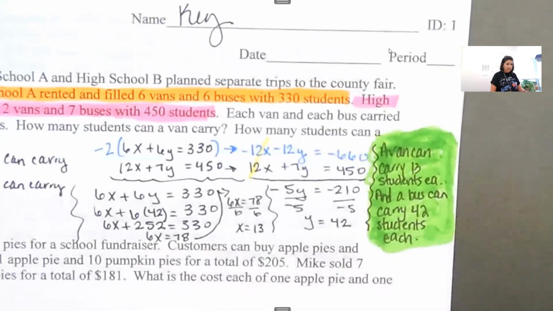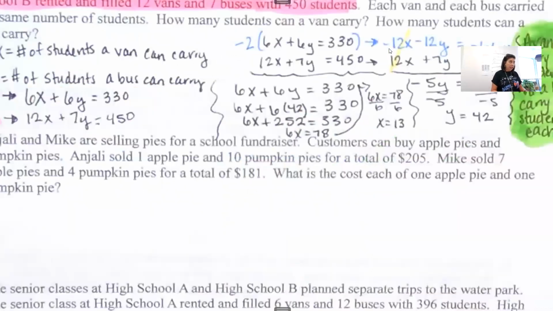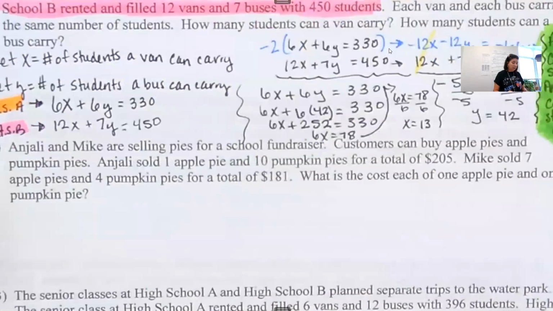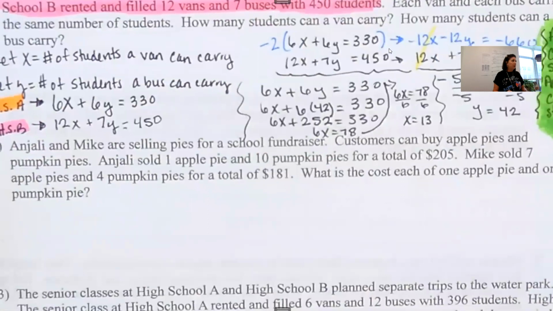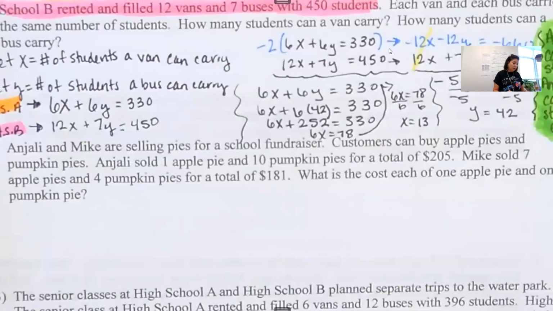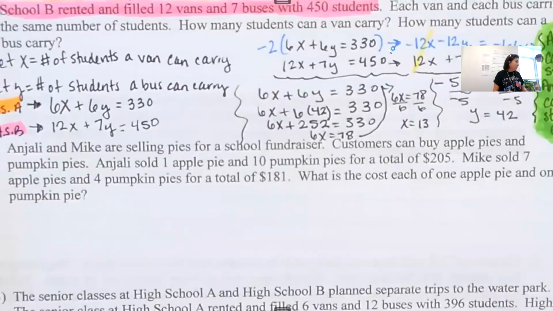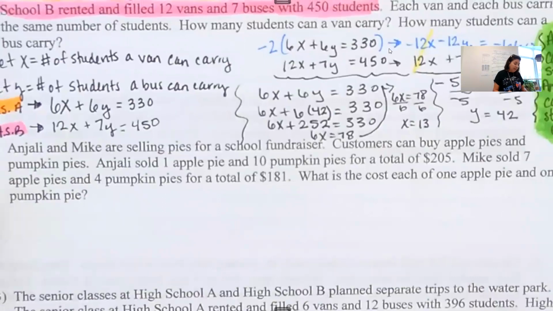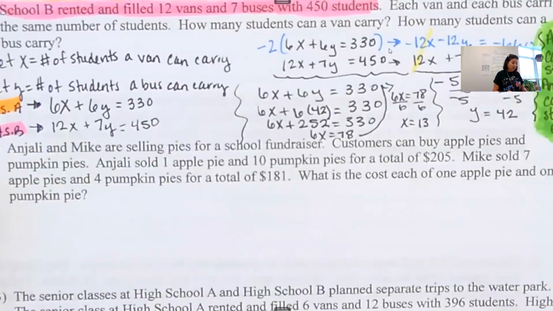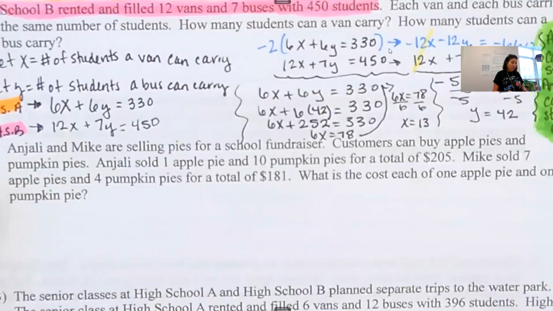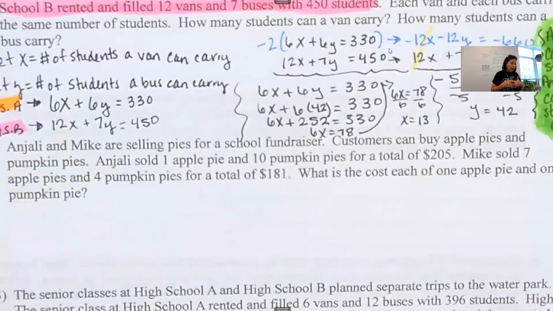Look at number 2. Not sure how to say this name. I hope I say it right. Anjali. Has anybody seen that name before? And can help me before I butcher it? Okay, well, I'm going with Anjali. Anjali and Mike are selling pies for a school fundraiser. Customers can buy apple pies and pumpkin pies. Now I'm hungry. Anjali sold 1 apple pie and 10 pumpkin pies for a total of $205. Mike sold 7 apple pies and 4 pumpkin pies for a total of $181. What is the cost each of 1 apple pie and 1 pumpkin pie?